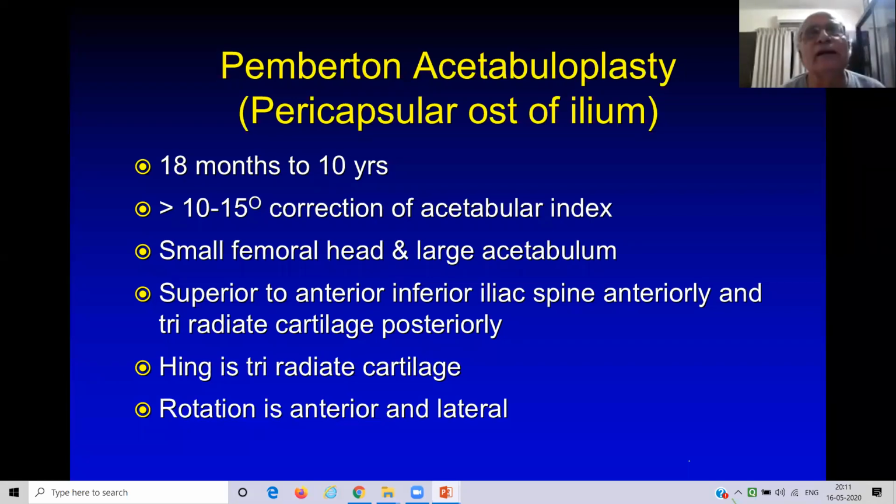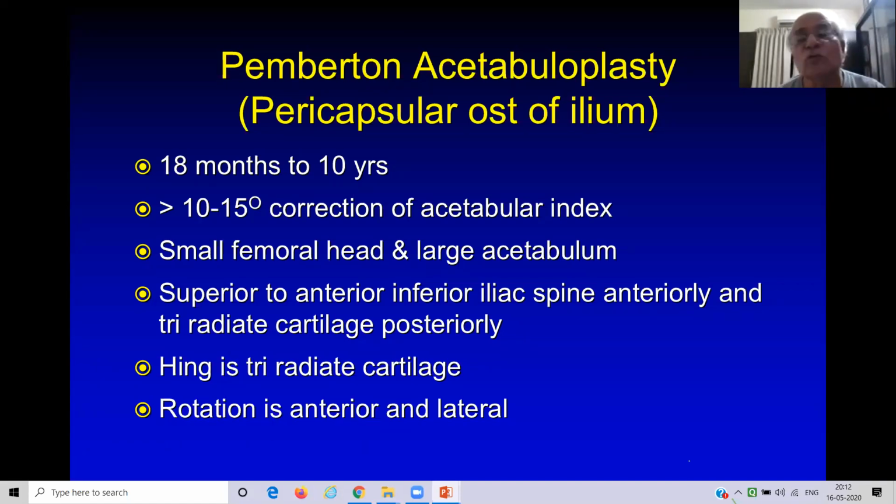Now sir, we go to Pemberton. This is the Pemberton acetabuloplasty. This is not called an osteotomy. It's almost like a plasty, because I'll tell you why. It is a pericapsular osteotomy of the ilium. It can be done from 18 months to 10 years. It is slightly for the older age, because if the triradiate cartilage is not fused, it still allows it to be done. The triradiate cartilage is a hinge, and that's why if it is fused, you can't do it.